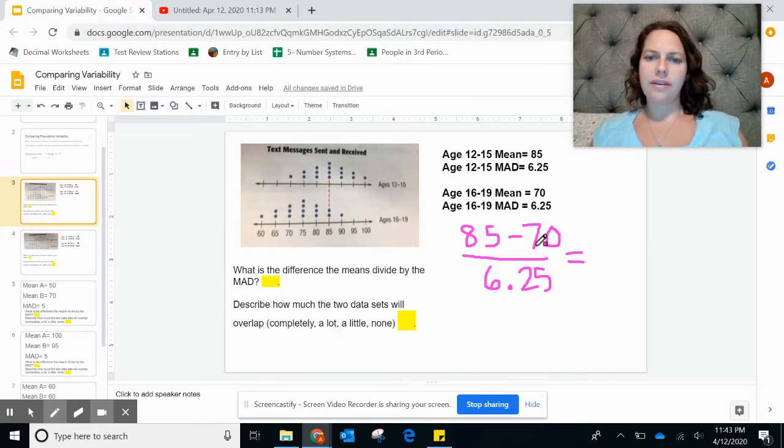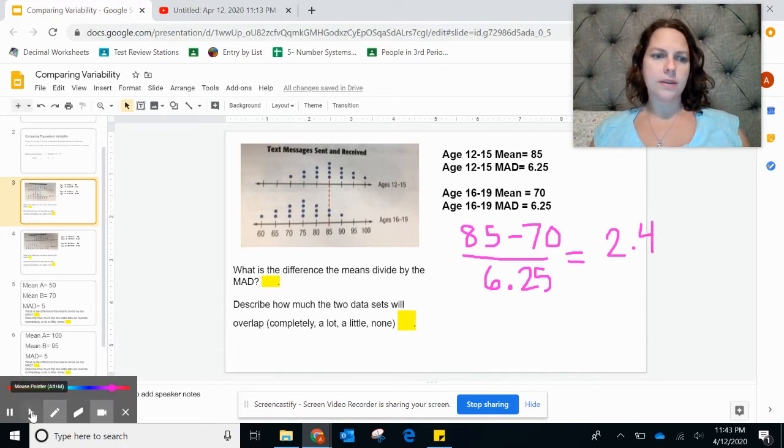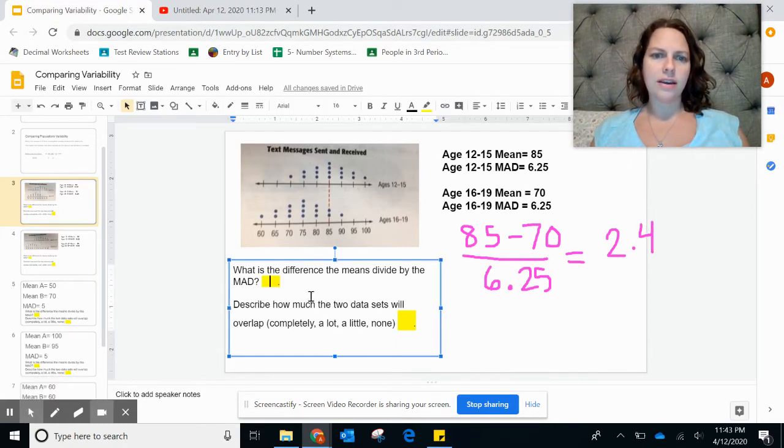Okay, when I did 85 minus 70, I got 15. And then 15 divided by 6.25 is 2.4. So let's go ahead and type that in right here. We should be getting 2.4.